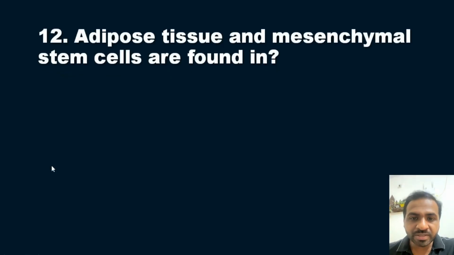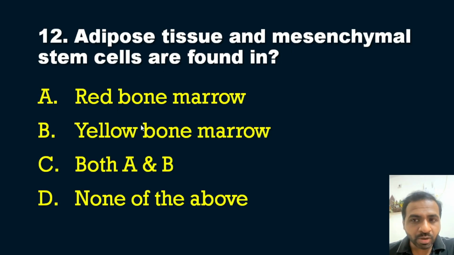Now we will move on to the 12th question in our series, and the question is, adipose tissue and mesenchymal stem cells are found in dash. The options are option A, red bone marrow, option B, yellow bone marrow, option C, both red and yellow bone marrow, and option D, none of these. So where can you find adipose tissue and mesenchymal cells? Fat. So the answer is option B, that is the yellow bone marrow.